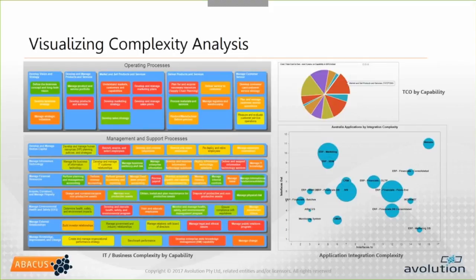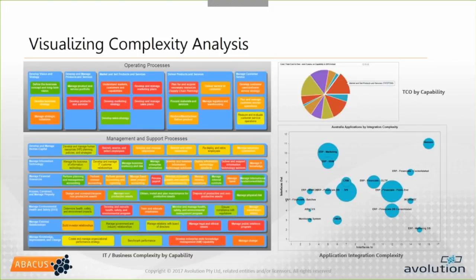On the left-hand side, we have a very high-level business capability map. What we've done is use the complexity algorithms to heat map those capabilities by the underlying IT complexity and the complexity of the business processes that underpin them. Because complexity is quite an abstract concept, it's often most powerful when presented in conjunction with another performance measure. So I've put a view of TCO, total cost of ownership, by capability. The same capabilities which are on that heat map are in the chart on the right.